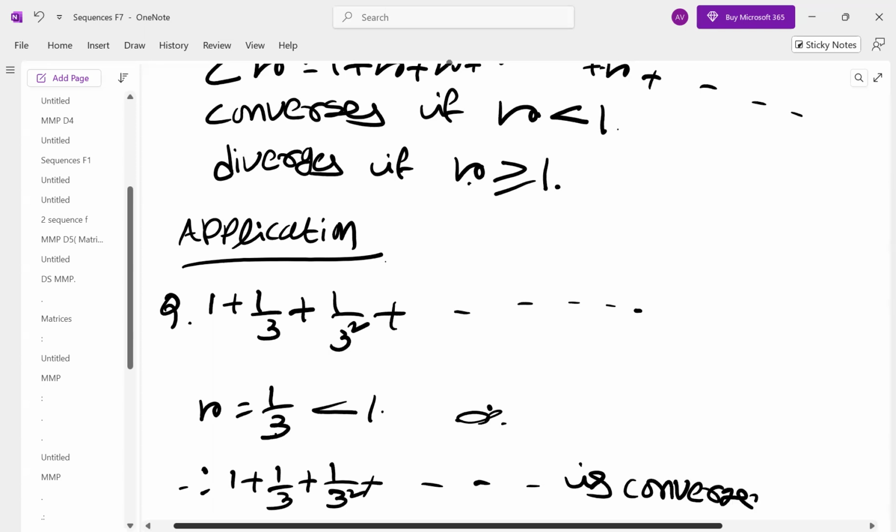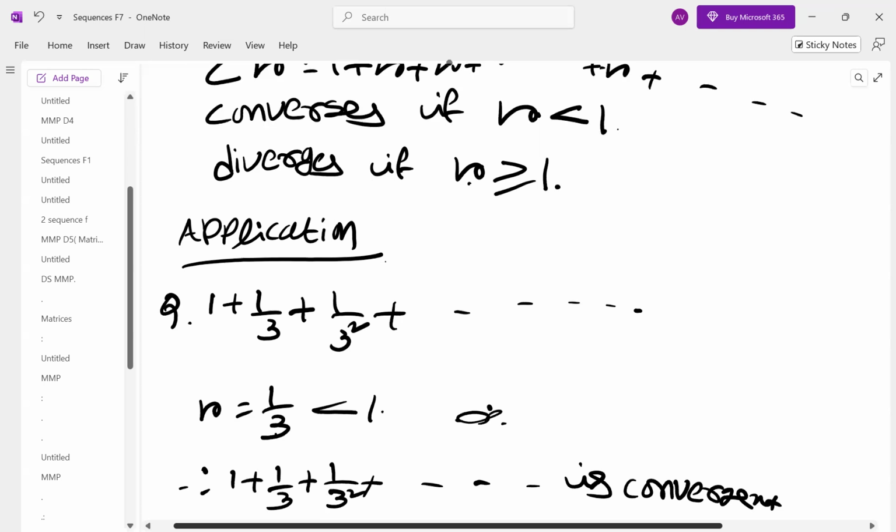If you take the limit of 1 by 3 power n, it is 0. The nth term is 1 by 3 power n, and its limit is 0. So using the previous test, we cannot solve this question. We know it may be convergent. Then how to break that ambiguity? Maybe means it may be convergent, maybe divergent also. So to break the ambiguity, we go for this test.